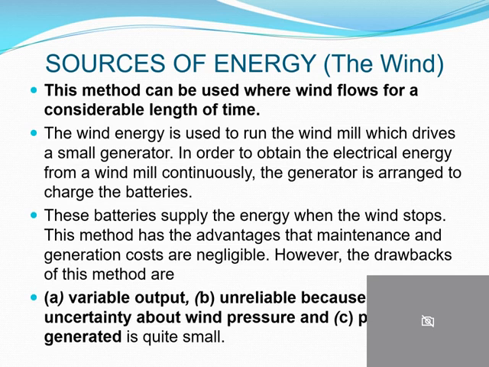If each one is designed to be, let's say, 2 kilowatts or 2 kVA, one day you might get close to 2 kVA, another day you might get only one, another day you might only get half a kVA. And they are unreliable because of uncertainty about the wind pressure that we have. Therefore the power generated could be quite small.